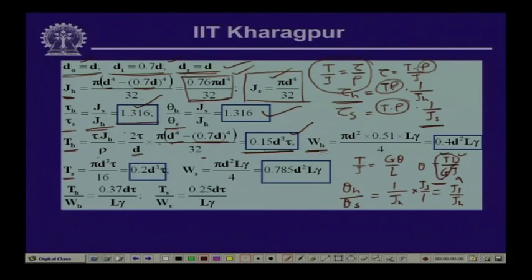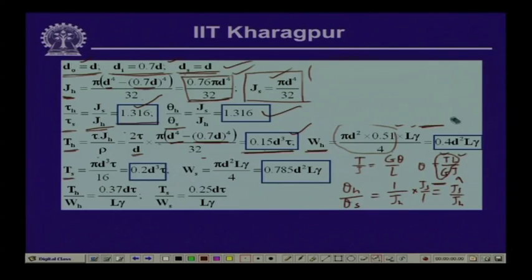And the weight of the hollow bar is equal to the cross-sectional area times the length times the unit weight. Since this is a hollow bar, the cross-sectional area will be pi by 4 times d outer squared minus d inner squared, and this gives us a value of 0.51 pi d squared by 4, because d inner is 0.7 times d. Multiplying by length and the unit weight gamma, this gives us a value of 0.4 d squared L gamma.